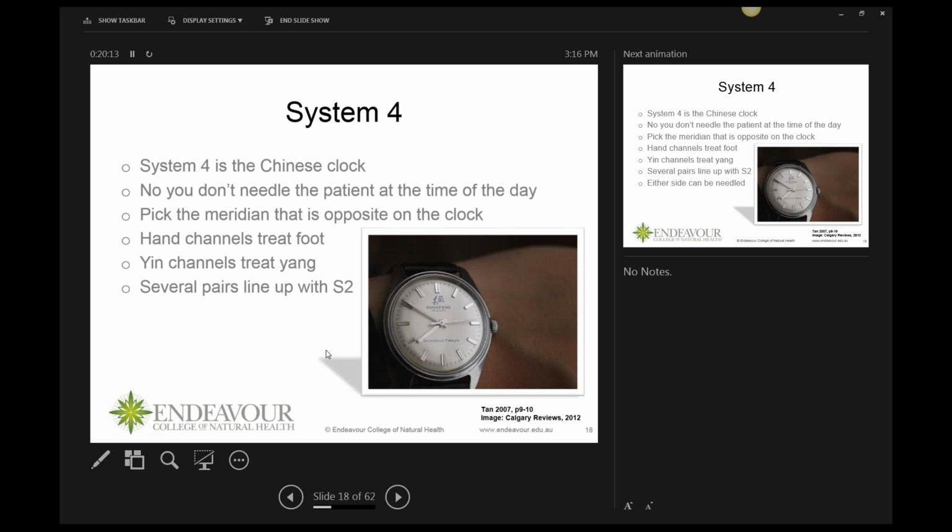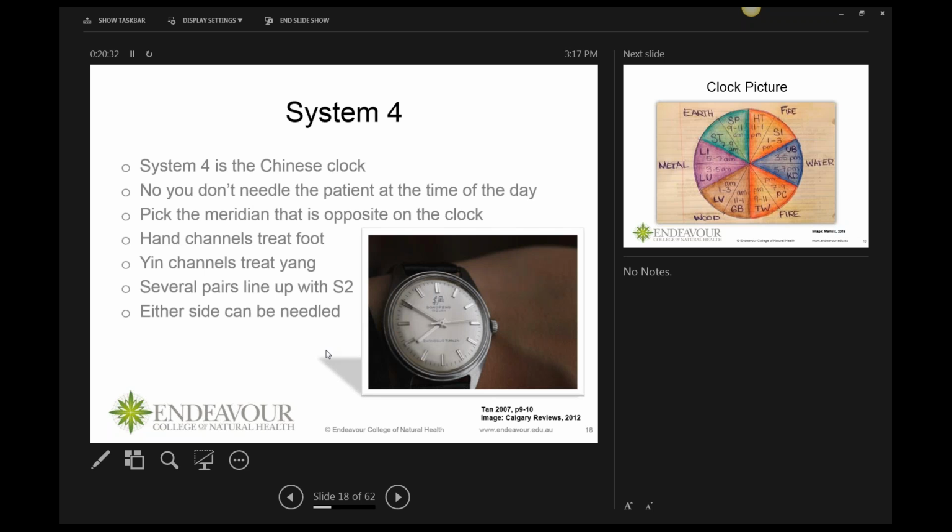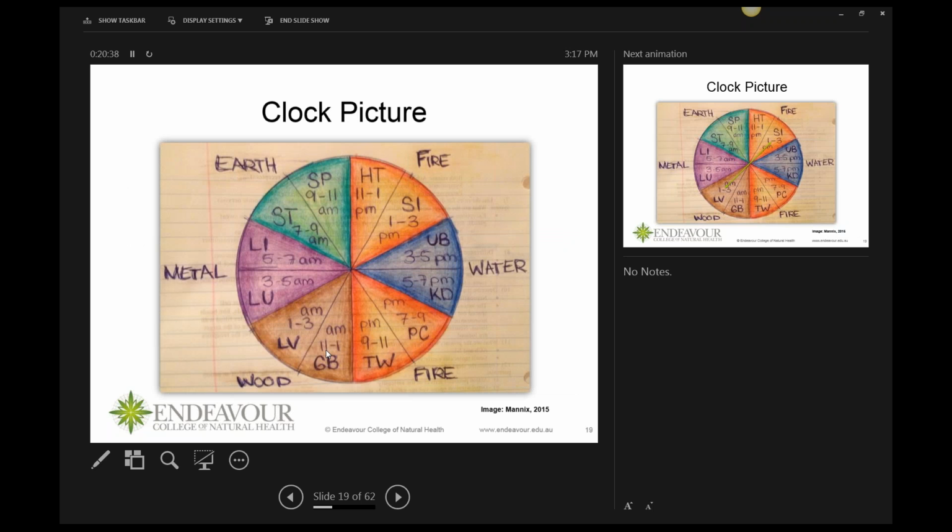So the lung lines up with the bladder, the pericardium lines up with the stomach, and the heart lines up with the gallbladder. What that means is those three pairings are quite a strong balance between the two. And again, either side can be needled with that one. From this, we've got our wonderful clock picture here. I'm sure we've all had that diagram when we were studying as well. It's easier to draw it as a clock and see what's actually opposite and go, okay, we've got lung here, the bladder's opposite. We've got large intestine here, the kidney's opposite.